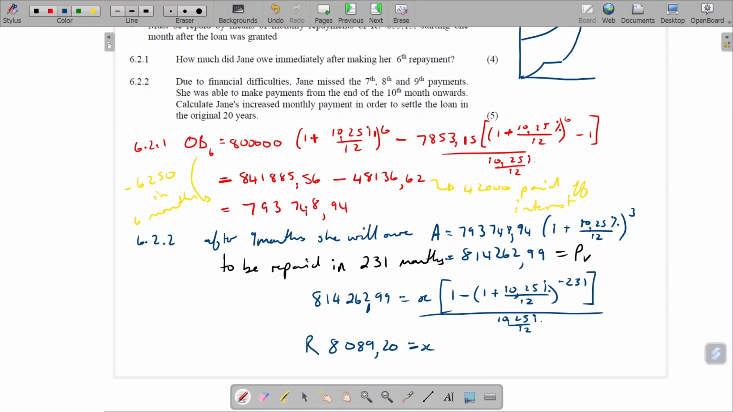Okay, so when we do our work and we get an answer, we know that this answer should be bigger than the previous one, because she's got less time to repay the amount of money. The fact is this answer has to be bigger than 7,800 Rand. If it's not bigger than 7,853 Rand, then we must have made a mistake somewhere along the line, and we should go back and check our work.